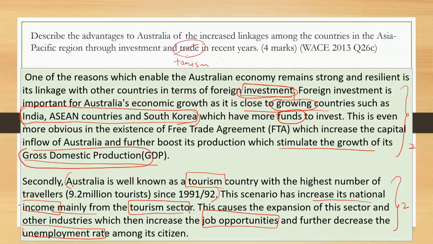Okay, that's about it for this topic 1.1. I hope this video will help you to understand this subtopic. For the next video, we will be looking at topic 1.2, pattern of world trade.